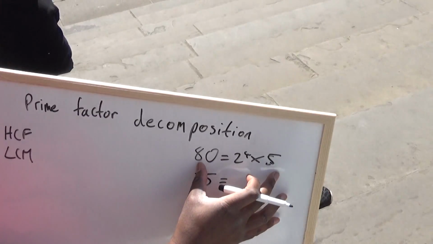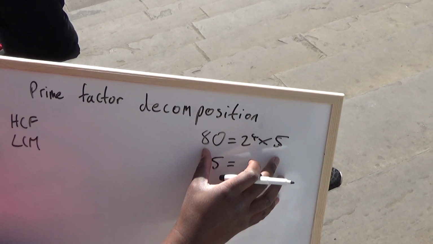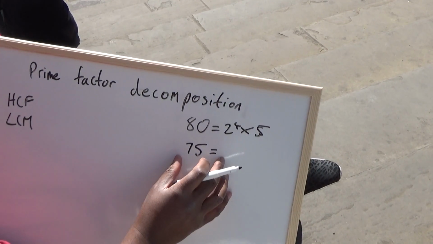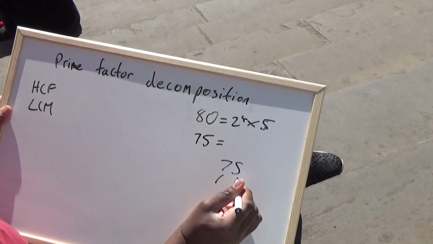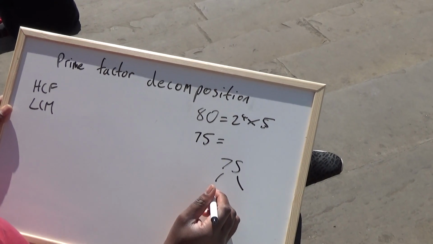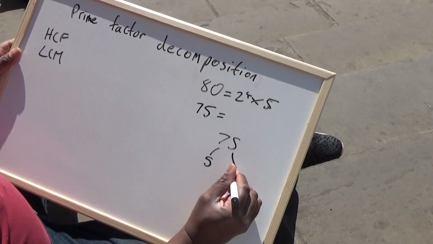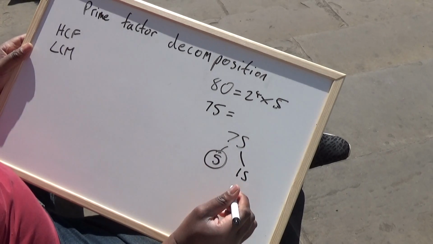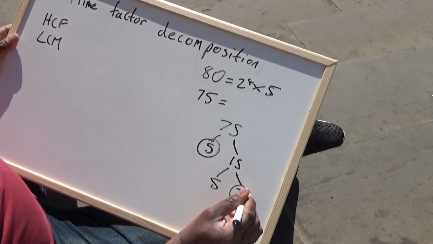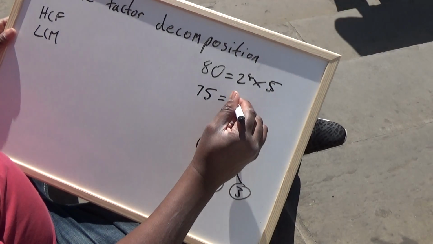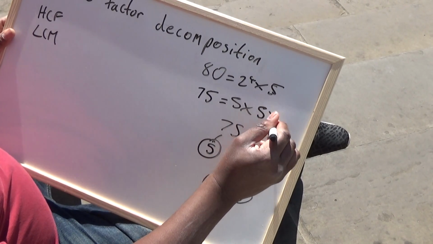Now, previously we worked out 80 to be 2 to the power 4 times 5, so I've got that written there already. And I'm going to work out the prime factors of 75. So I'm going to write that out quickly down here. Two factors of 75 would be 5 times 15. 5 is a prime number. And then 15 is 5 and 3, and they're both prime numbers. So 75 can be written as 5 times 5 times 3.